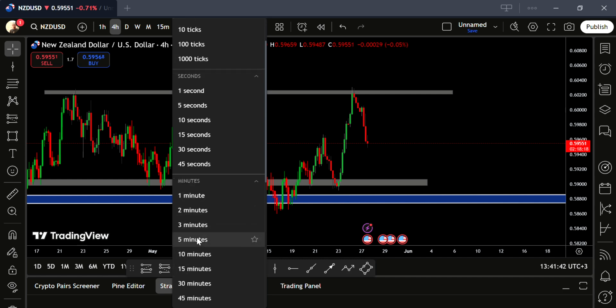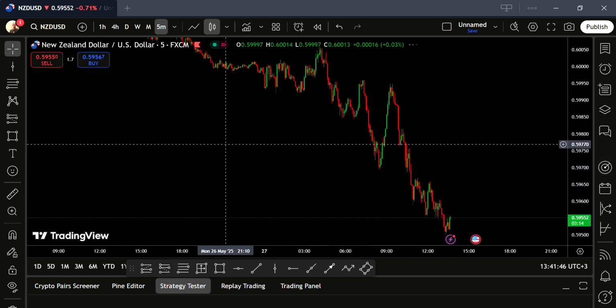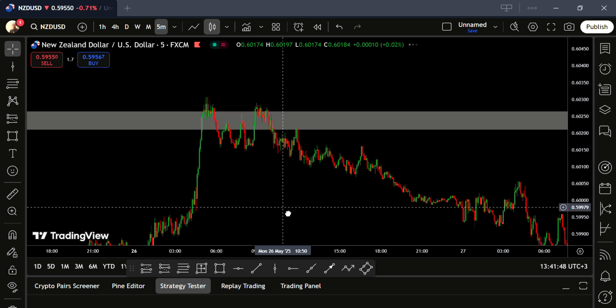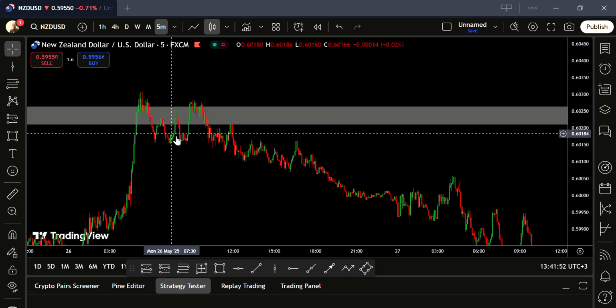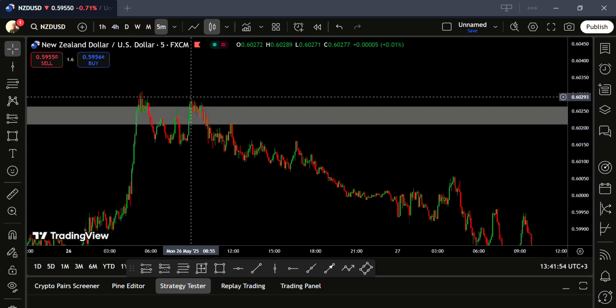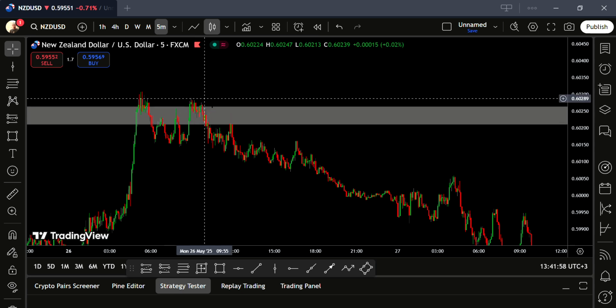Why is it the 5 minutes there? Drop down to the 5 minute, come to this area. What do you see? You see a very huge double top. This is a top. Price consolidates here for a while, comes up, but instead of making a higher high, makes a lower high and starts dropping.